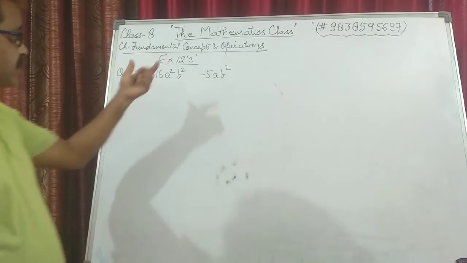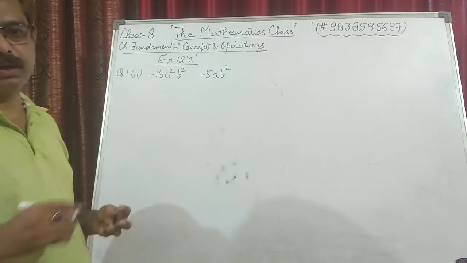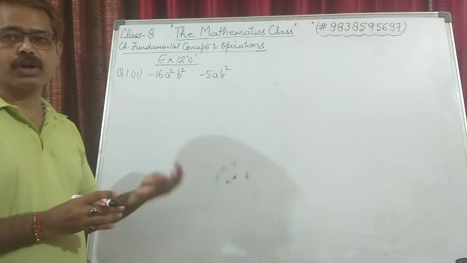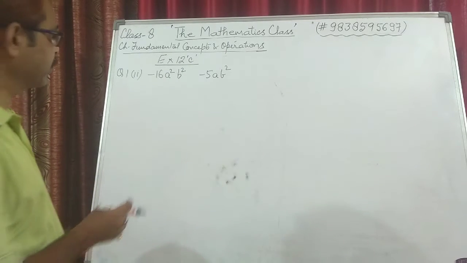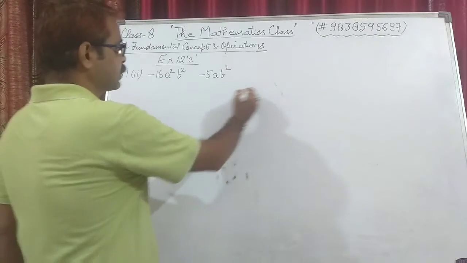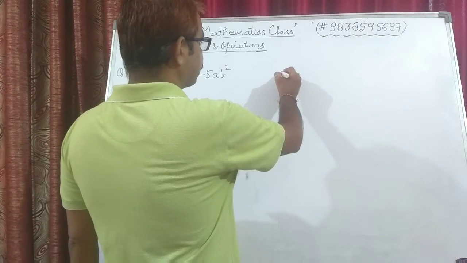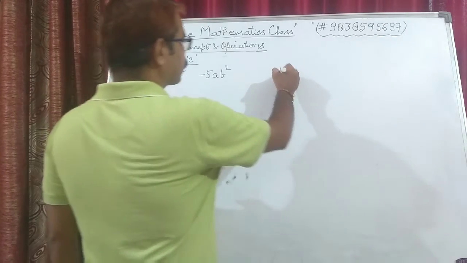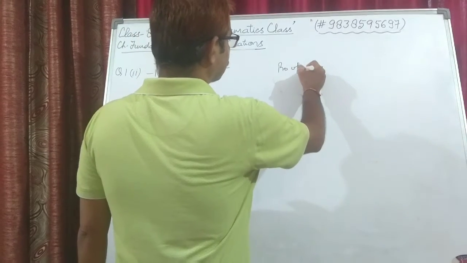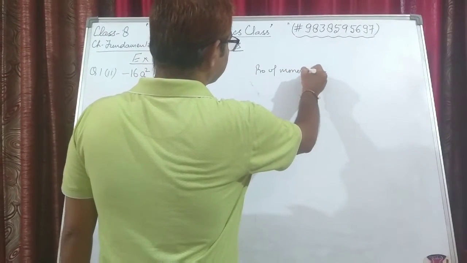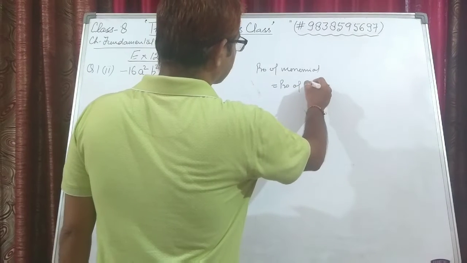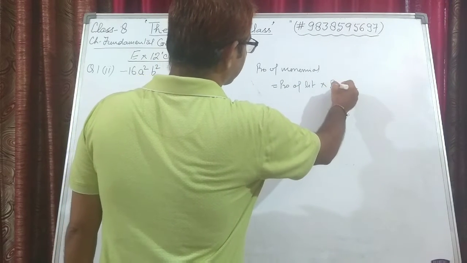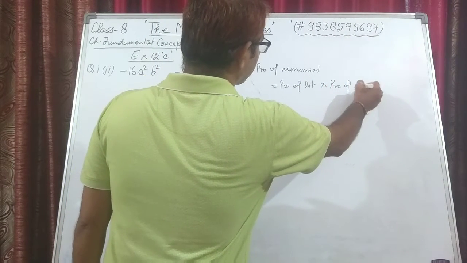Now the next exercise is exercise 12C. In this we will learn how we multiply two polynomials. So if it is a monomial, then we get the product of monomials. The product of monomials is equal to the product of literal coefficients into the product of numeral coefficients.